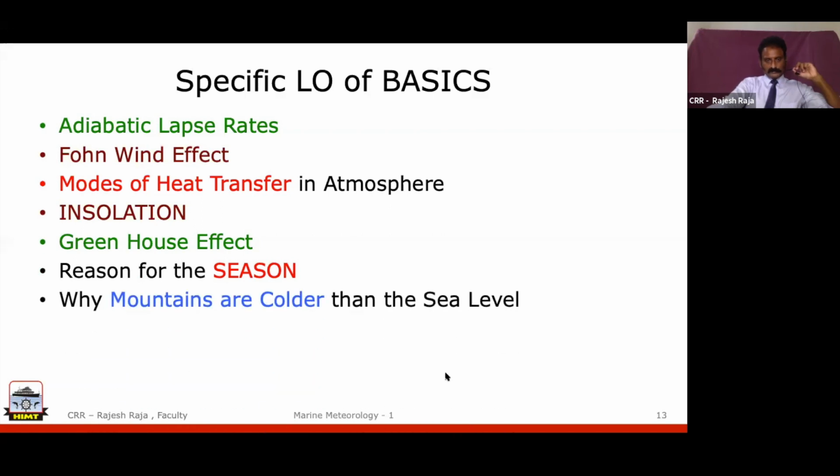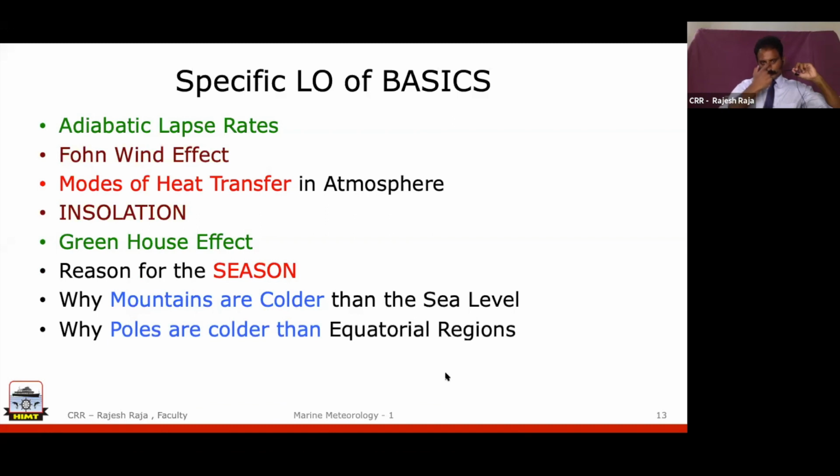And the last 2 points, again, is a burning question for a lot of people whenever they come for the class. Why are mountains colder than sea level when they apparently look much closer to the sun, and again, why are poles colder than the equatorial region? So these are the topics I'm going to cover. A lot of pictures to support my theory, and as usual, it's all explanations done on nature.